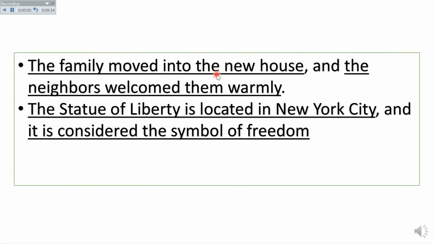The family moved into the new house, and the neighbors welcomed them warmly. Both are independent clauses, so we will use a comma here. "And" is adding more information, and it is joining them. The Statue of Liberty is located in New York City, and is considered a symbol of freedom. They are both independent clauses, so "and" is joining them and we will use a comma here. So "and" adds one element to another. Let's see the next coordinator now, guys.